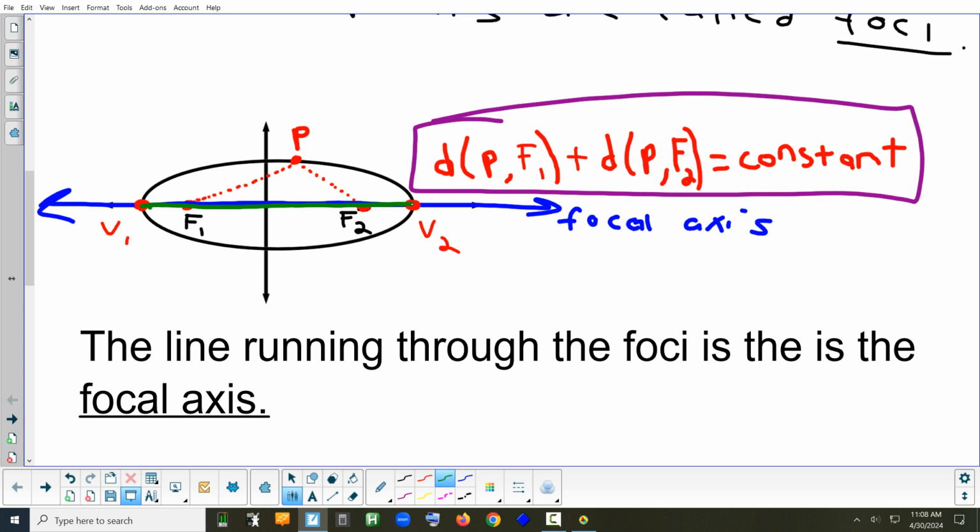That line segment that I just drew in green is called the major axis. It's the part of the focal axis that's inside the ellipse. The focal axis goes on forever. Another way to think of the major axis is the width of the ellipse, the long way. We can think of it maybe as the length of the ellipse. So that's the major axis.